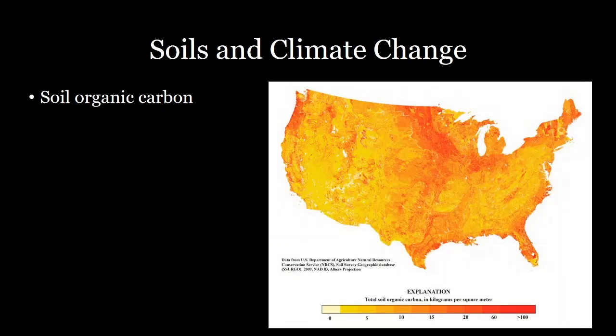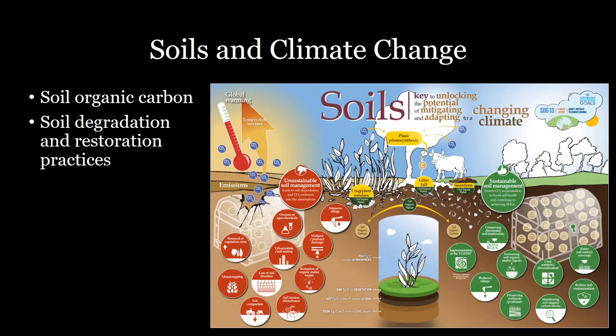So next we're going to talk about how soils and climate change are interlinked. Soils, as we've talked about, have a lot of organic carbon in them. And if the soil degrades, that carbon can be released into the atmosphere, which can further exacerbate climate change. So keeping a keen eye on soil health is really important for monitoring the effects of climate change.